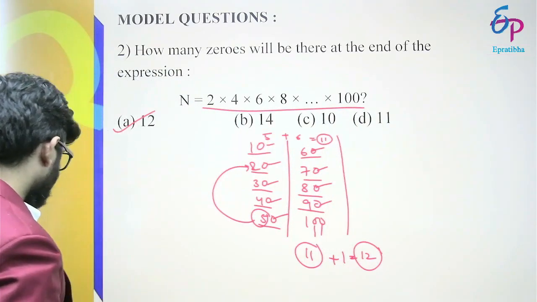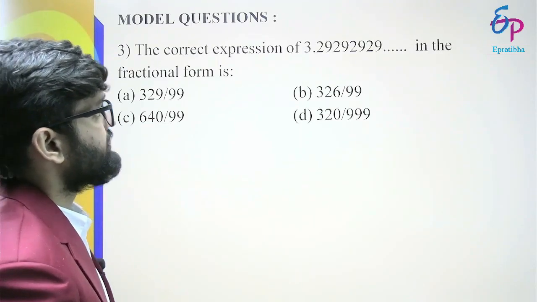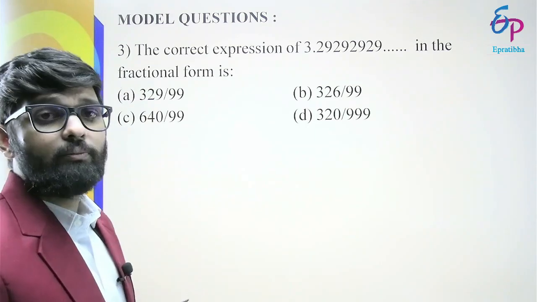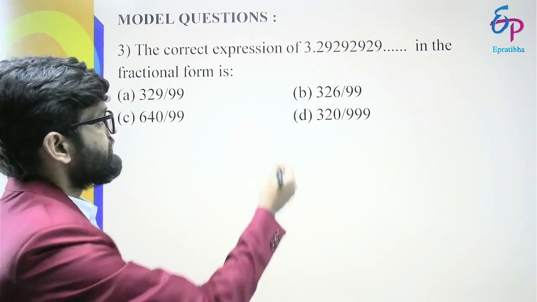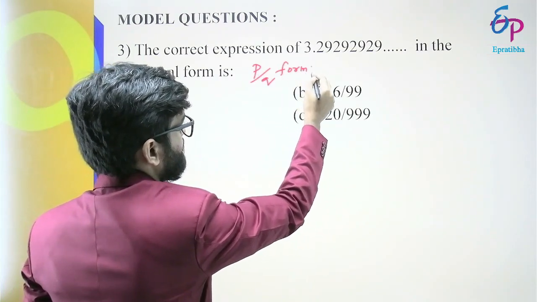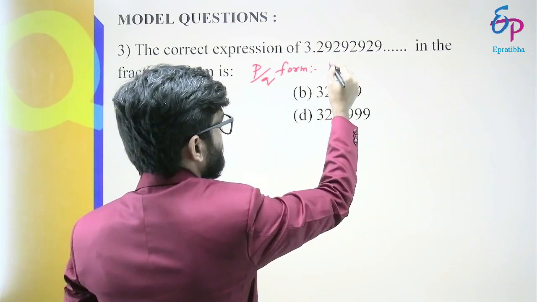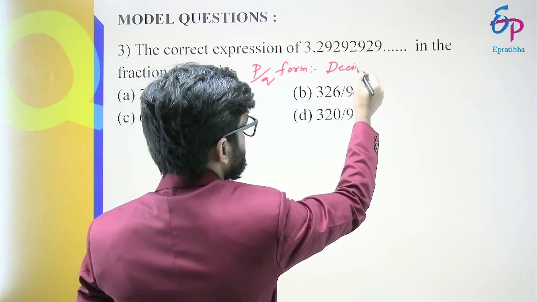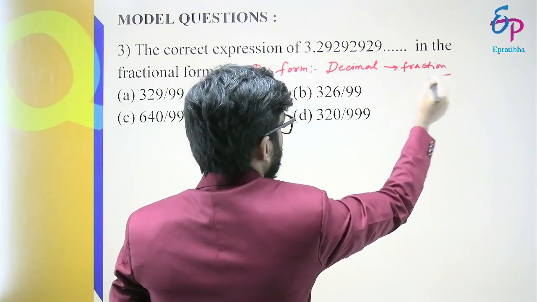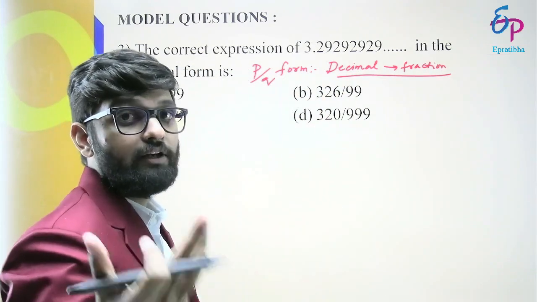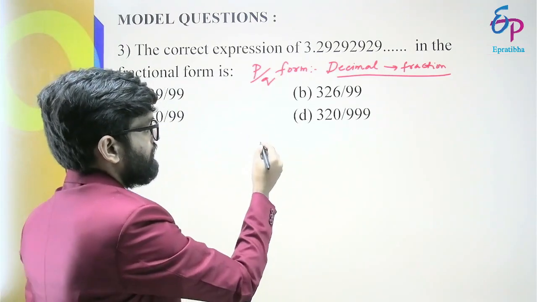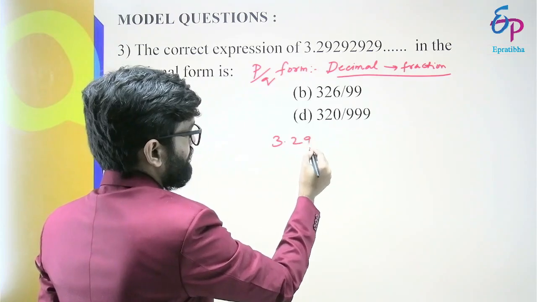Now moving on. Third question: what is the correct expression of 3.292929 in the fractional form? In the fractional form, they are asking us to find out how to write this expression in the form of P by Q. This is the actual question from the decimal to fraction conversion subtopic. I think we have covered this part as well. Before answering this question, I will request you to watch that video and come and solve this question. Now, suppose 3.29, I have told you the shortcut as well.